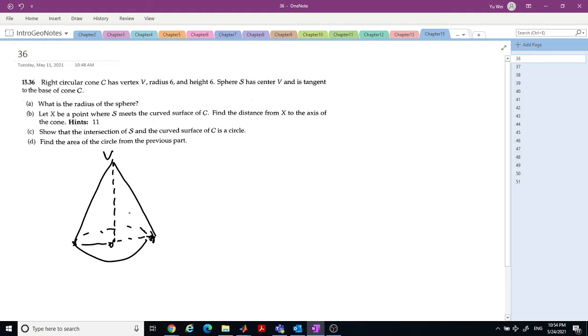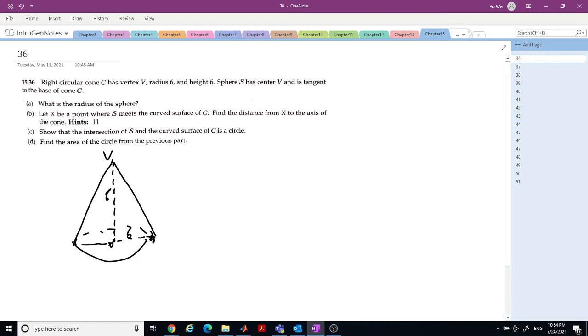Normally we always cut the solid shape and see the cutting face. Okay, it's easy for us to see. Yeah, this cutting face is a triangle, right? So you can see we have a radius of 6 and a height of 6.